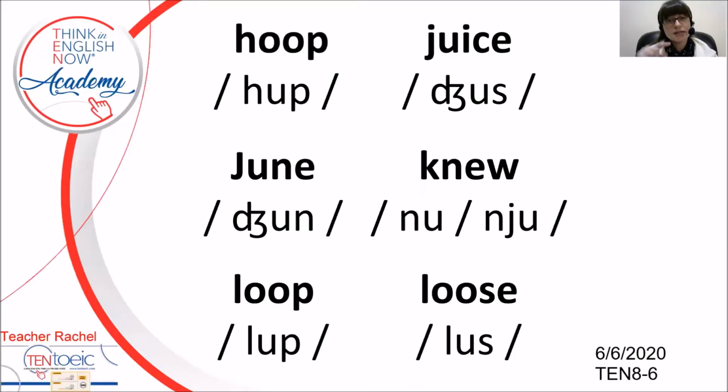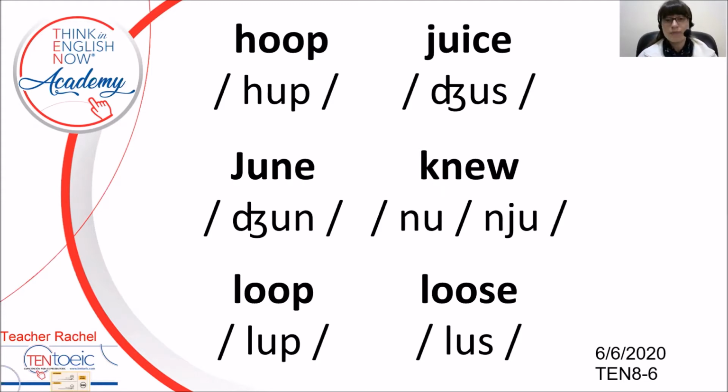Hoop. This is something that's round. For example, many women like to wear earrings in their ear and they're round. Those are hoops. Hoop earrings. Juice. This is usually made out of fruit. We talked about fruit, and it's the liquid that comes from that. So apple juice, papaya juice, orange juice. We like to drink it.